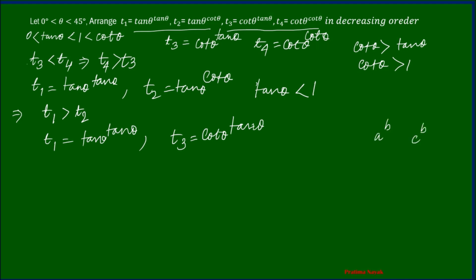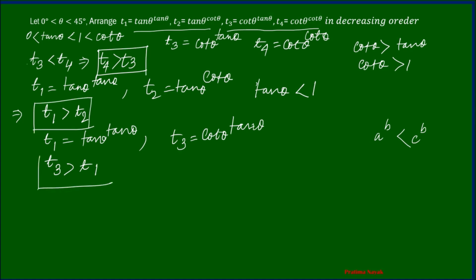Like c to the power b and a to the power b. Here c is greater, so c power b is greater than a power b. So T3 is greater than T1. Now from these three, T4 greater than T3, T1 greater than T2, T3 greater than T1. So from all this we can write T4 greater than T3 greater than T1 greater than T2. This is the solution.